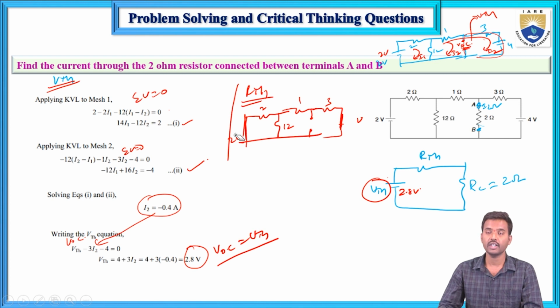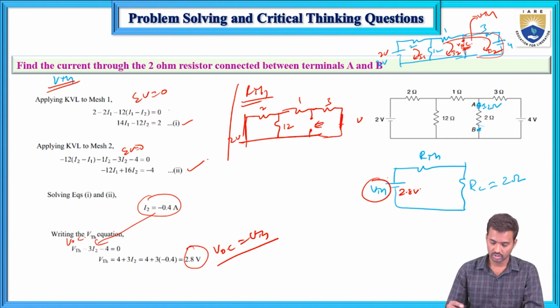And current sources: is there any current source? No current source, so no need to open any current source. Now calculate this R equivalent between these two terminals. How will we calculate it?